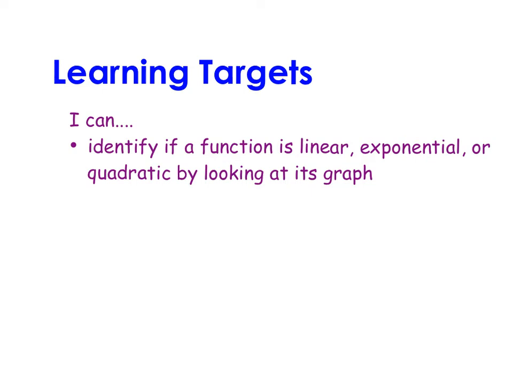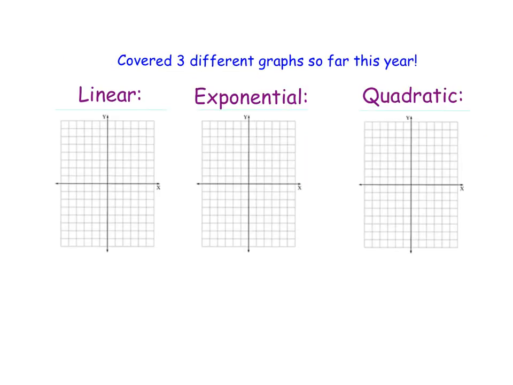In this video, we're going to identify if a function is linear, exponential, or quadratic by simply taking a look at its graph. So far in algebra class, we've covered 3 different types of graphs pretty in-depth. And the 3 types that we've covered are linear, exponential, and quadratic. And they all have a very, very distinct shape to them.